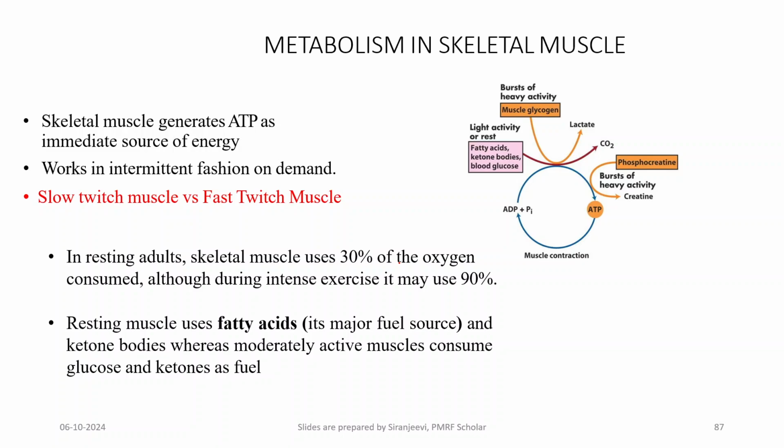In the case of skeletal muscle, it usually generates ATP as an immediate source of energy, in the intermittent phase on demand. So there is slow twitch muscle versus fast twitch muscle. In the resting phase, skeletal muscle uses 30% of the oxygen consumed, whereas during intense exercise it uses maybe 90% of the oxygen we are taking. The resting muscle uses fatty acids as a major fuel source, and then ketone bodies, whereas the moderately active muscle consumes glucose and then ketones as a fuel.